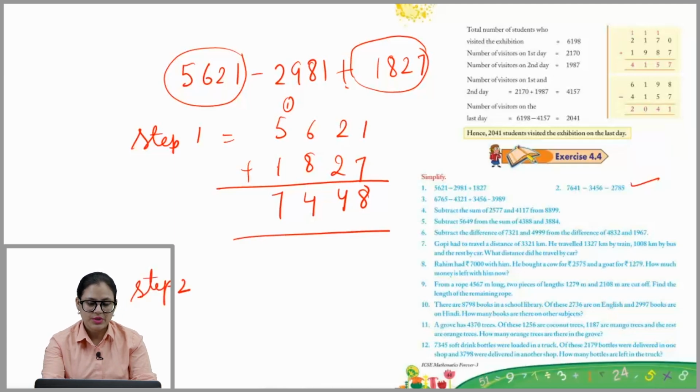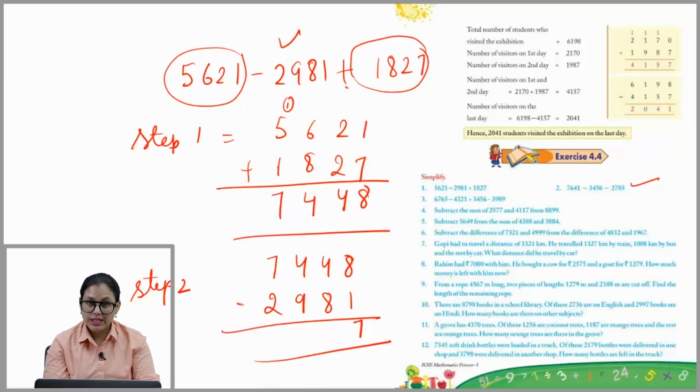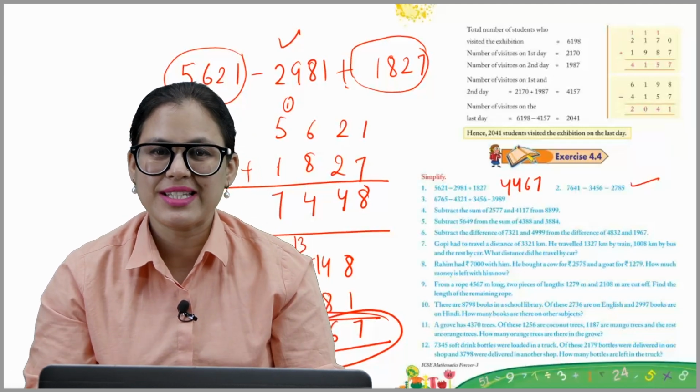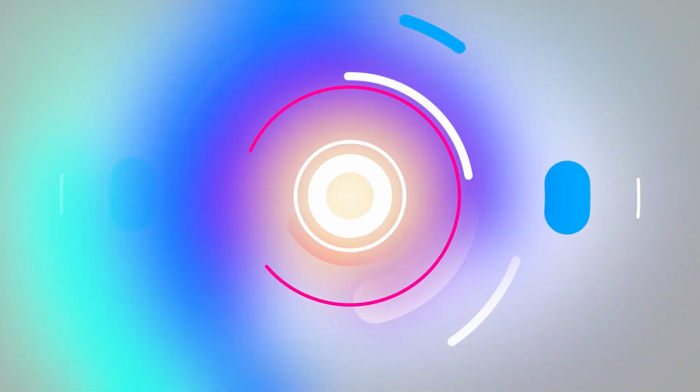What will we do? We will subtract this number from this number. Okay. 7,448 minus 2,981. 8 minus 1 is 7. You cannot subtract 8 from 4, so we will take carry from here. 14 minus 8 is 6. Okay. Then again borrow from here. 13 minus 9 is 4 and 6 minus 2 is 4. Now this is the answer. So 4,467 is the answer. Right, students? Now you will do practice of the remaining questions.